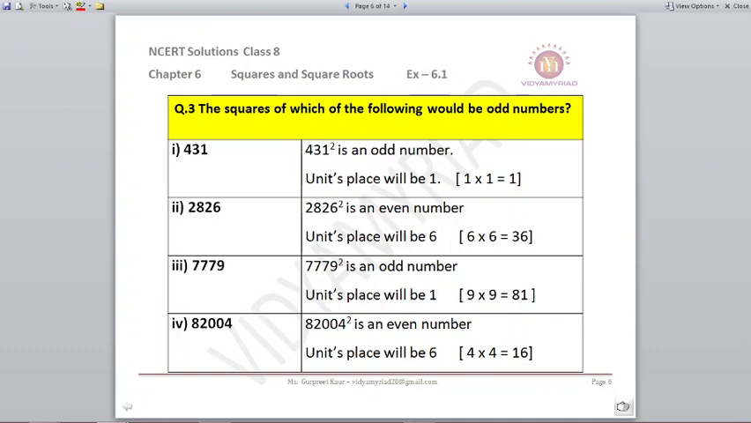82004. 4 into 4 is 16. So it is ending with 6. So 6 is an even number. So when you multiply 82004 by 82004, the product which you will get will be an even number. So we are just coming to know about this answer with the help of the units place.